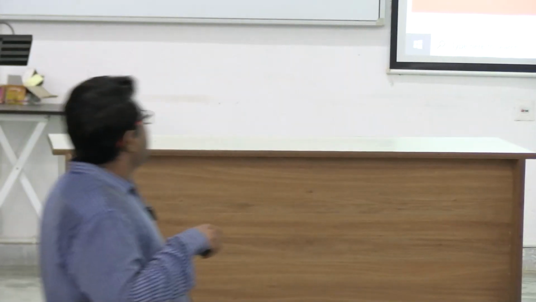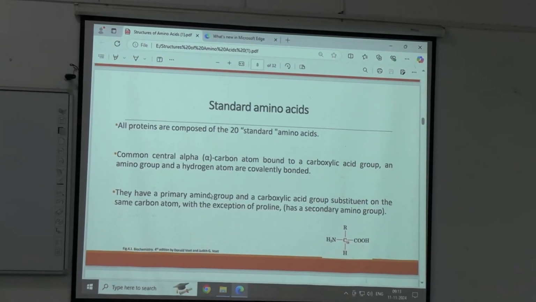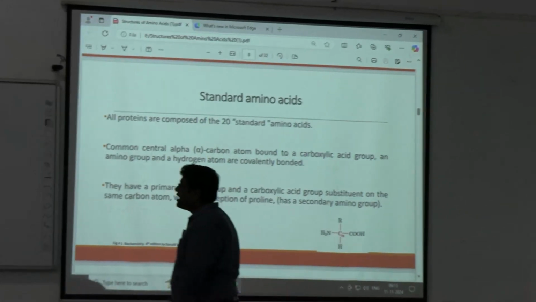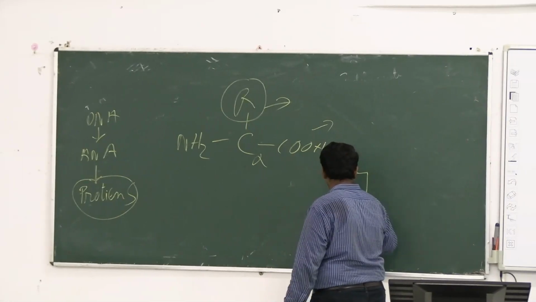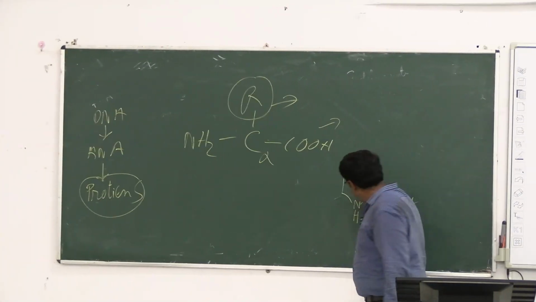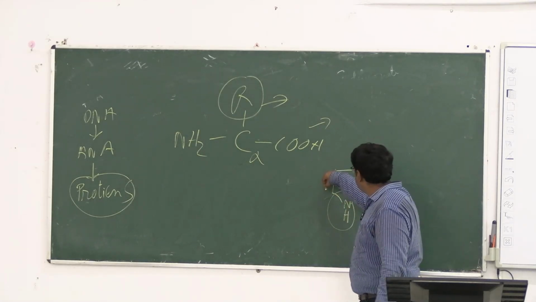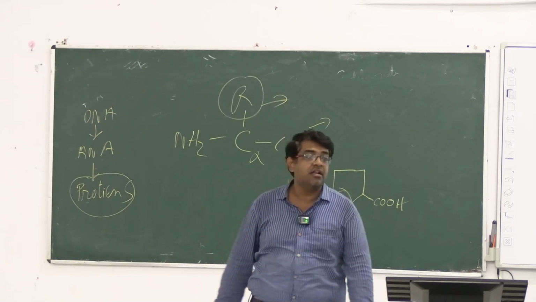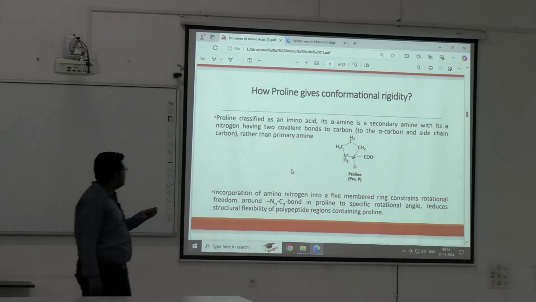Now pay attention here. They have a primary amino group and a carboxylic group substituent on the same carbon atom, with the exception of proline. Normally, the COOH group and the amino group are independent like here, but proline looks like this. Its amino group has two bonds, first with the alpha carbon and second with the R group to form a cycle. That is why it is called an imino acid. It is a variation from the standard structure.